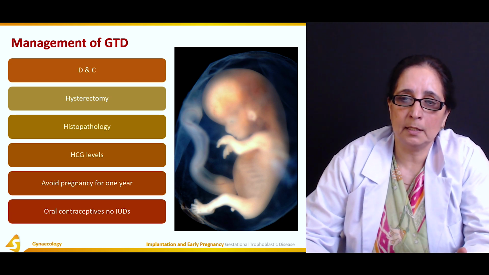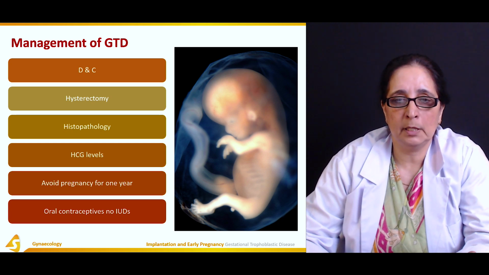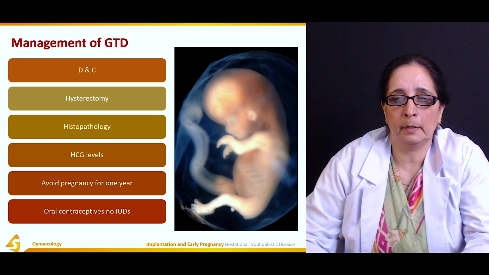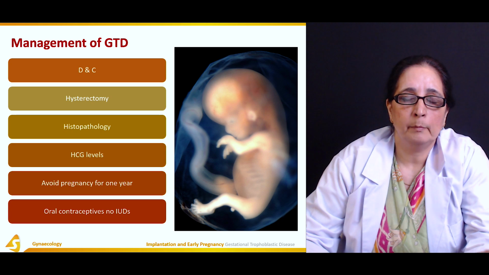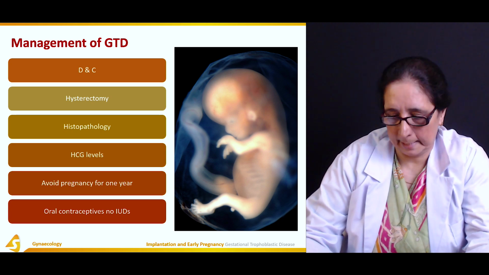Molar pregnancies are not very uncommon. Sometimes females just bleed and abort on their own. But D and C is required to clean the uterine cavity.